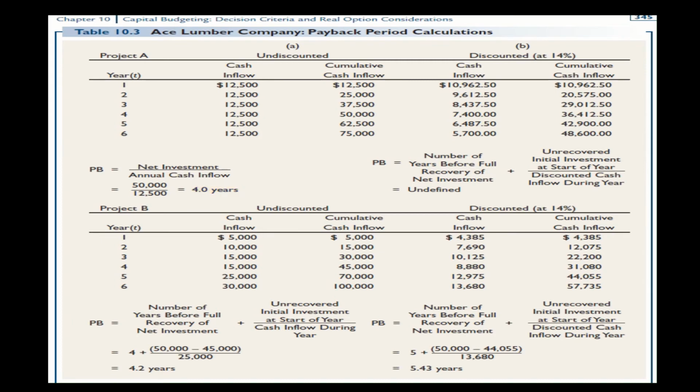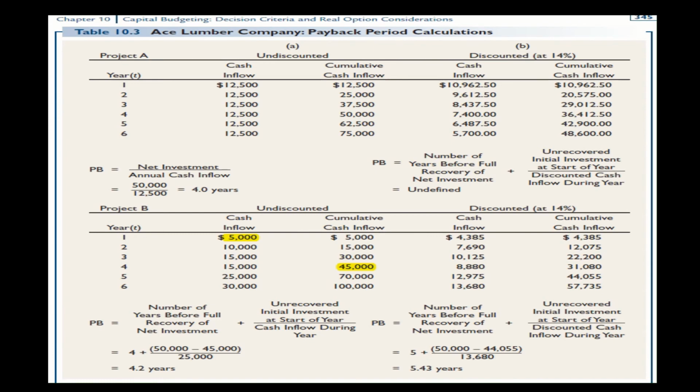Para sa project B, let's observe nga ang cash inflow is dili uniform. So kung ingna na ang situation, the approach should be different. So the payback period is equal to number of years before full recovery of net investment plus the unrecovered initial investment at start of year divided by cash inflow during year. So kung atong tan-awon ang cumulative cash inflow para sa project B, at year 4, 45,000 sila. At year 5, 70,000. So meaning, ang atong net investment ma-recover siya between 4th year and 5th year.